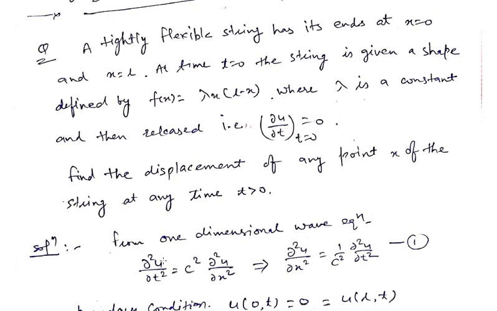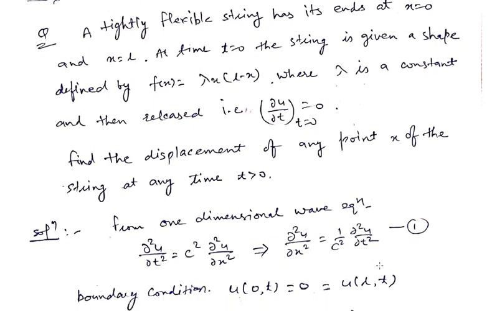Now to solve this problem, first we assume the general equation of a string, the one-dimensional wave equation. So it will be ∂²u/∂t² = c² ∂²u/∂x², or ∂²u/∂x² = (1/c²) ∂²u/∂t². Now we write its boundary conditions and its initial conditions.